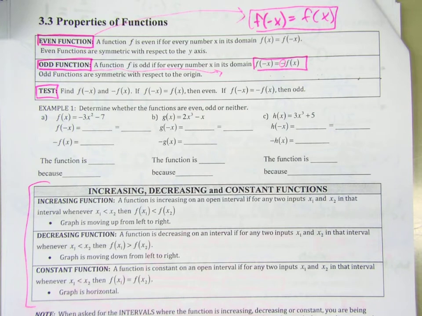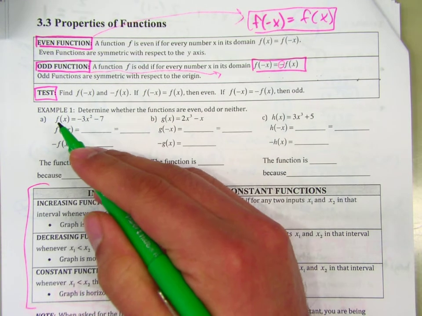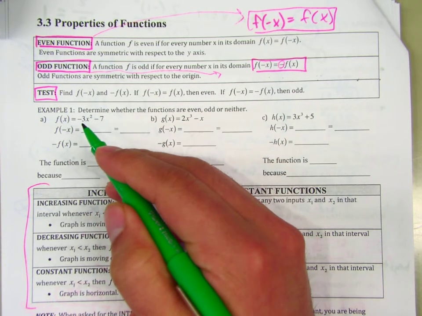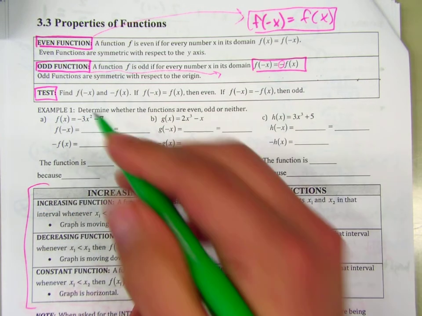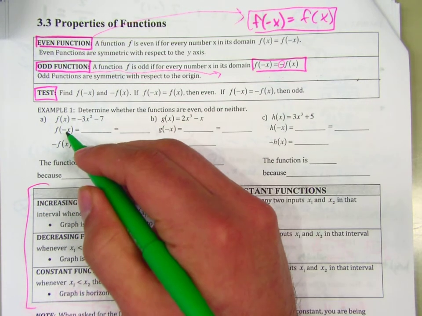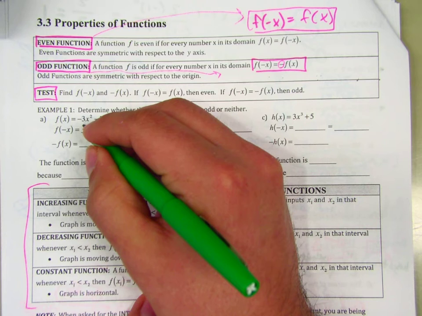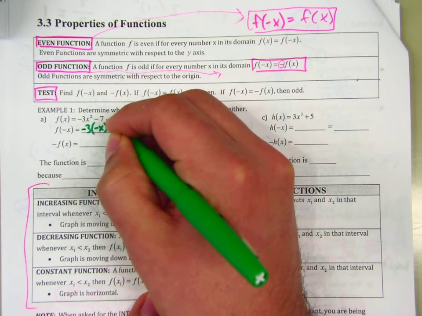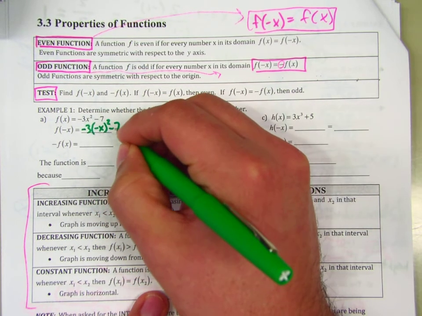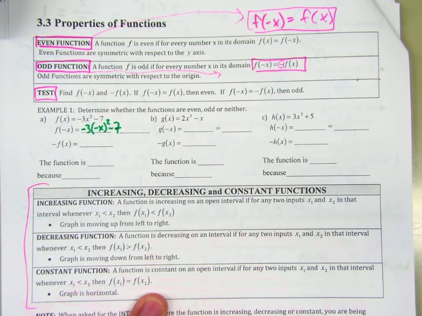Okay, so here's how that's going to work. First example, here's the original function. f of x equals negative 3x squared minus 7. It's set up for you to actually test it. So first we're going to figure out f of negative x. That's going to be negative 3 times negative x squared minus 7. All we're doing is plugging in negative x. Everybody good with that? Okay.